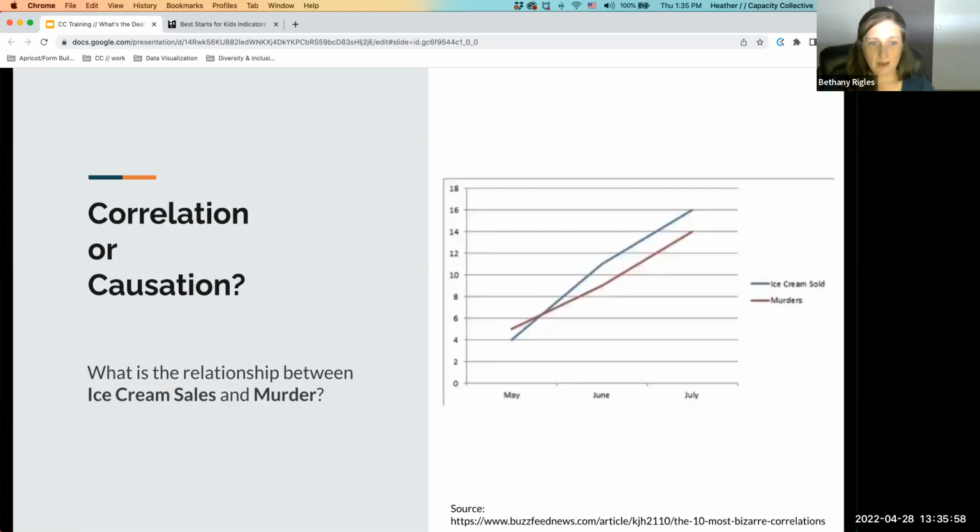So now, we are going to put up another poll in a second, but looking at this graph, do you see a correlation or causation or neither between ice cream sales and murder rates?